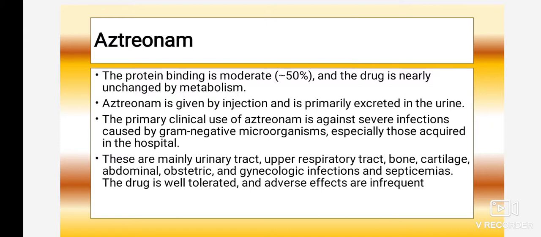And the primary clinical use of Aztreonam is against severe infections, and those severe infections are caused by gram negative microorganisms. Also, it is used in adjunctive therapy, as we have just seen, and mainly in urinary tract infection, upper respiratory tract infection, bone, cartilage, abdominal, obstetric and gynecological infections and septicemia. The drug is well tolerated and adverse effects are infrequent. This is an important point related to Aztreonam.